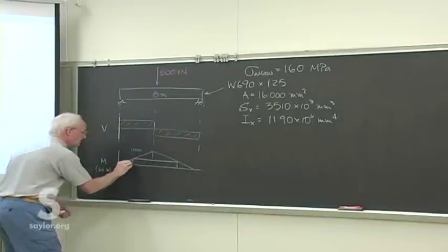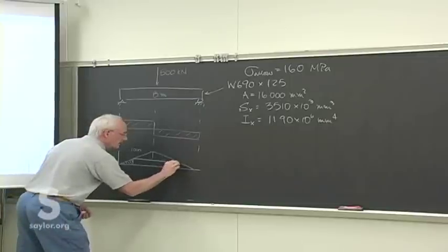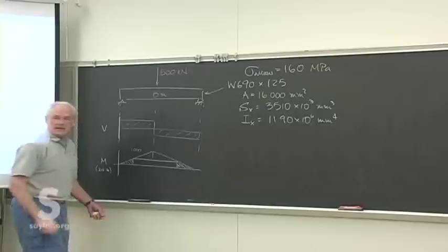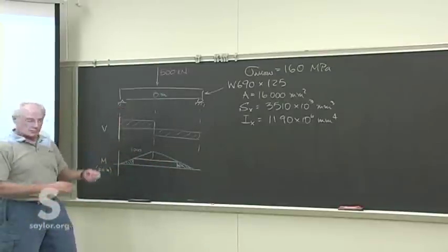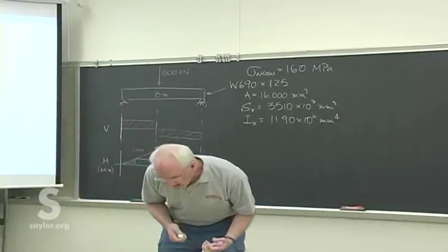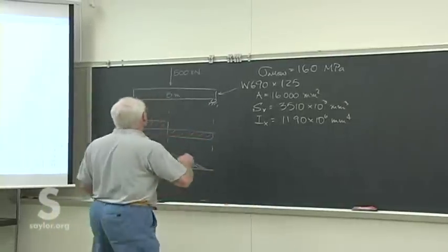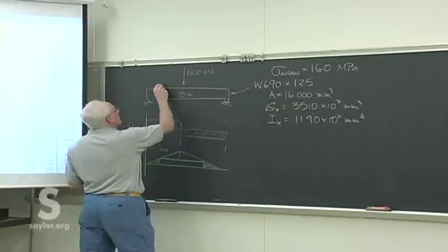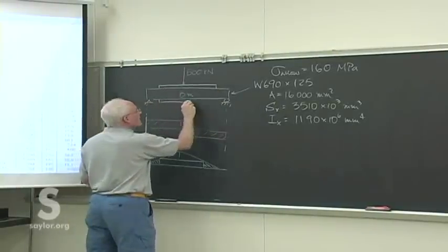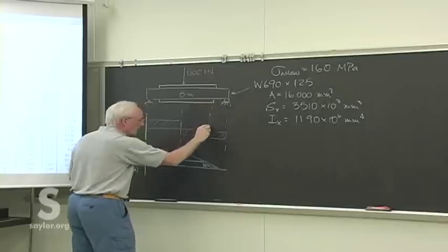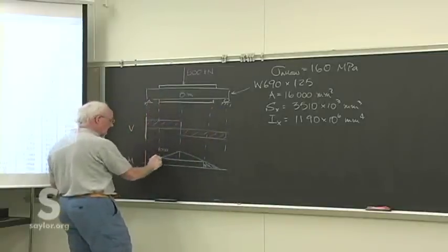So for this portion out here, the beam is okay, but there's greater moment than this beam can support. So what we're going to do is look into inventory and weld some plates on just in the center where we need the extra protection.